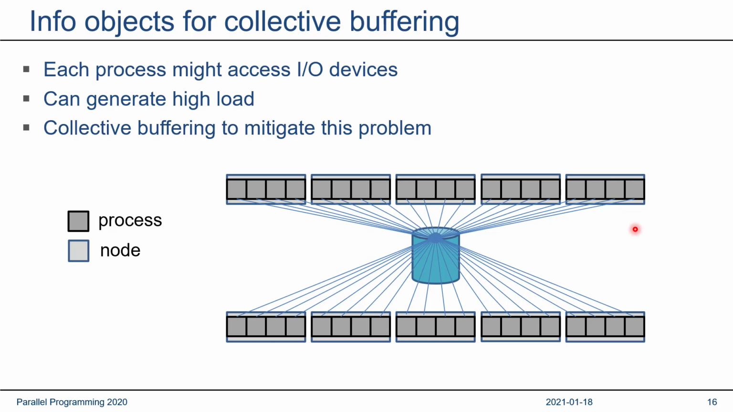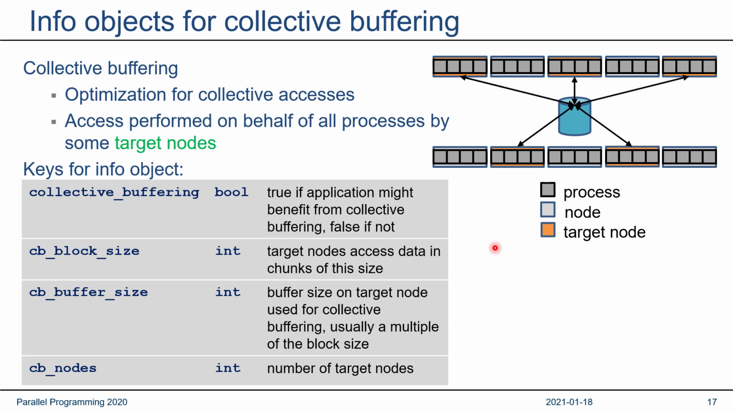Here, for simplicity, I've chosen nodes with 4 processes, and each of these processes on those nodes is doing I/O, accessing the background storage. So how could we optimize this? In MPI, there are standard keys for the info object that can influence the buffering behavior. It optimizes I/O for collective accesses, and the way it does that is it specifies so-called target nodes that are responsible for buffering, so that the overall load to the I/O hardware, to the file system hardware, is reduced.